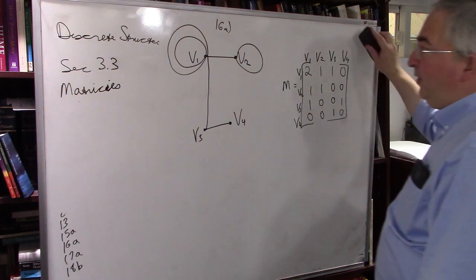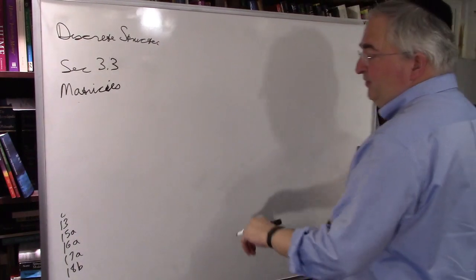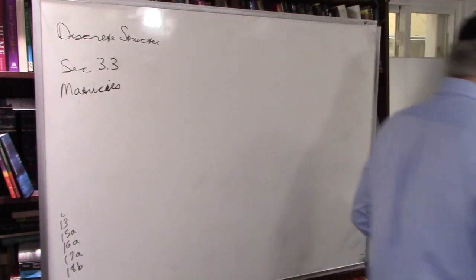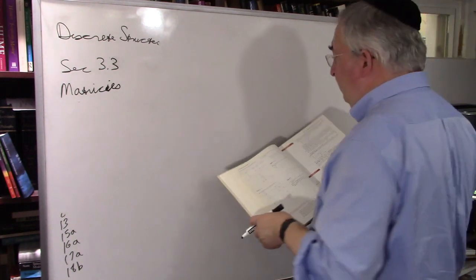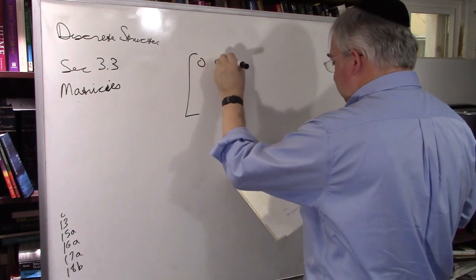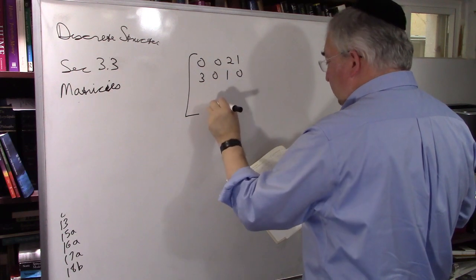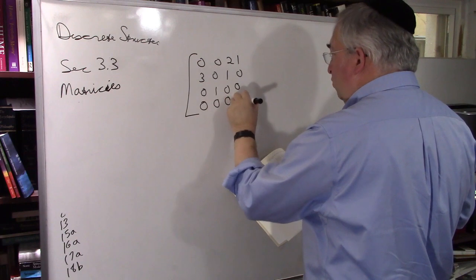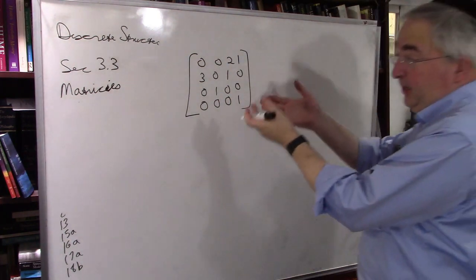Okay, great. Let's do 17. In 17, they go the other way. They give you the matrix and they ask for the graph. So 17a goes as follows: 0, 0, 2, 1, 3, 0, 1, 0, 0, 1, 0, 0, 0, 0, 0, 1. That is the matrix.